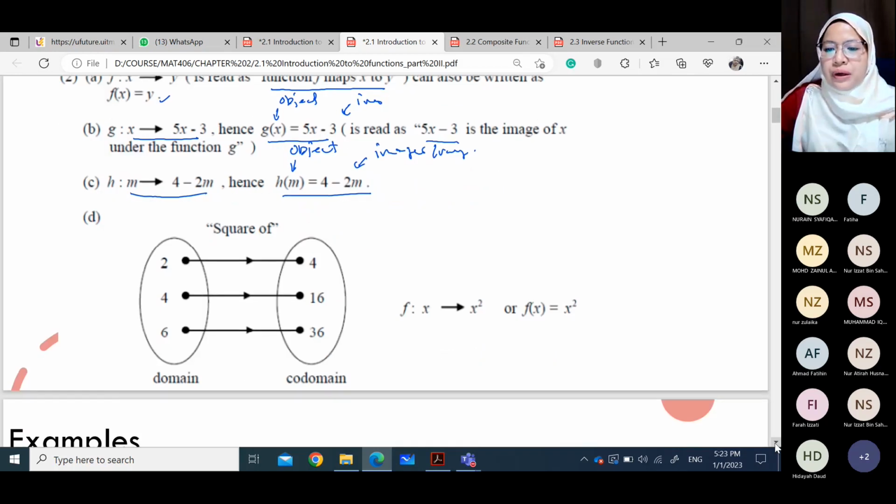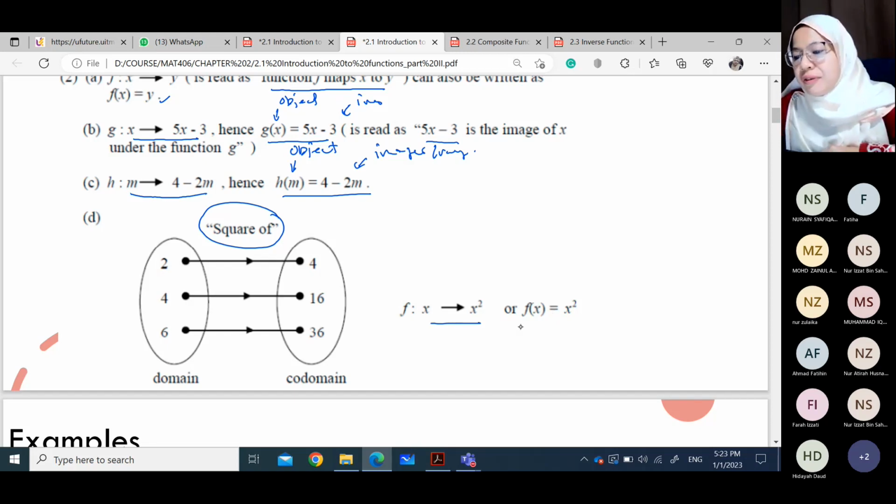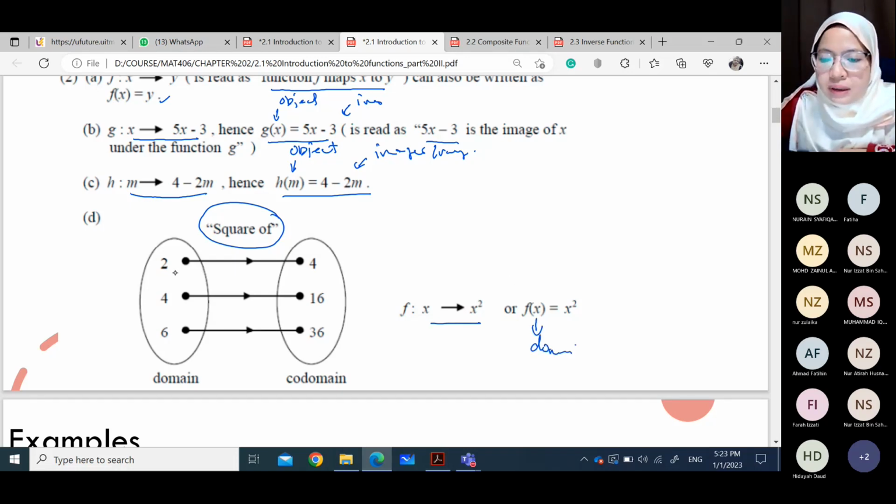Okay. Alright, so now we look at D. Yang D pula square of. So here we have domain and codomain. So the relation between these two sets is about square of kuasa 2. Okay, so we can say that F, X is mapping to X squared. Ataupun we can say that function of F is X squared. Okay, where X is our domain. Okay, so kita tengok sini. 2, X is 2.